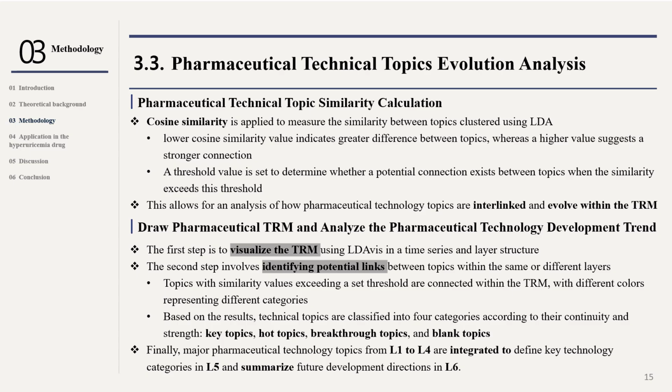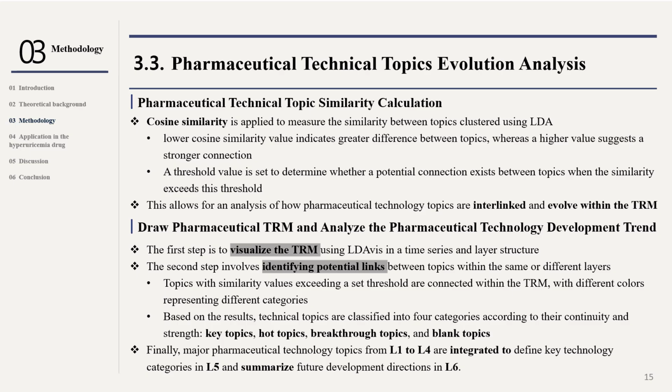The first step to draw the pharmaceutical TRM is visualizing the TRM using the LDA basis. The second step involves identifying potential links between topics within the same or different layers. Topics with similarity values exceeding the threshold value are connected within the TRM, with different colors representing different categories.